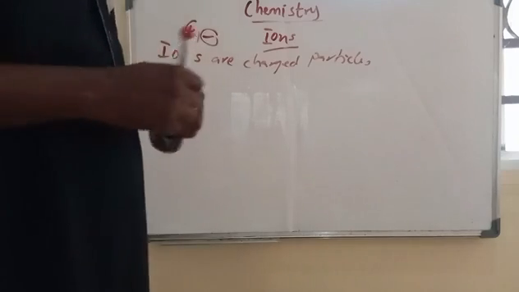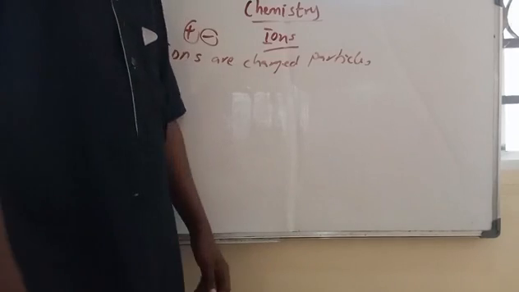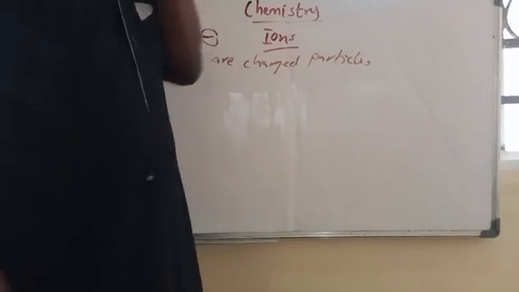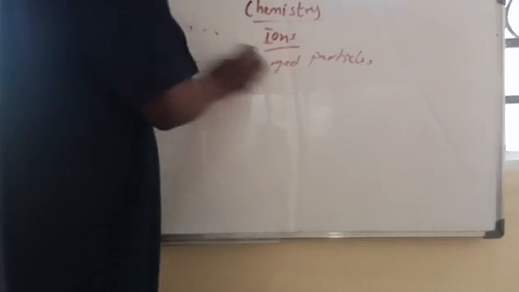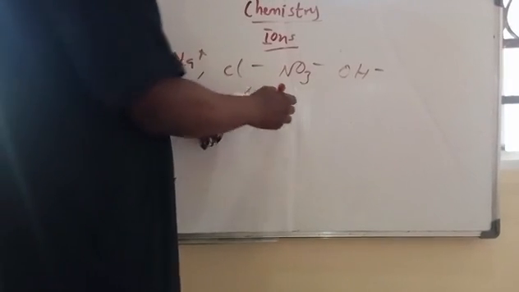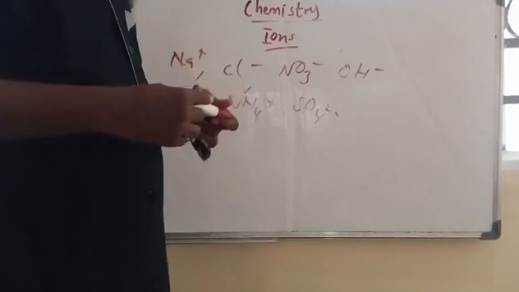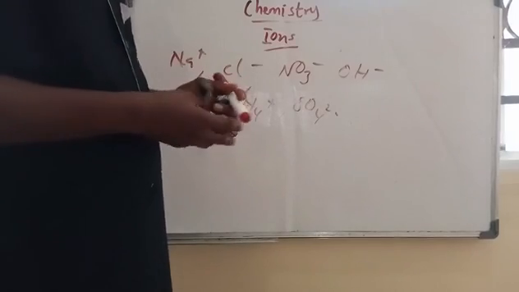So any chemical particle that carries charge, whether a positive or a negative charge, is said to be an ion. So there could be elemental ions or what we call radicals. So, for instance, examples of ions are sodium ion, chloride ion, trioxonitrate 5 ion, etc., hydroxide ion, ammonium ion, tetraoxosulfate 6 ions. So, these are called ions.